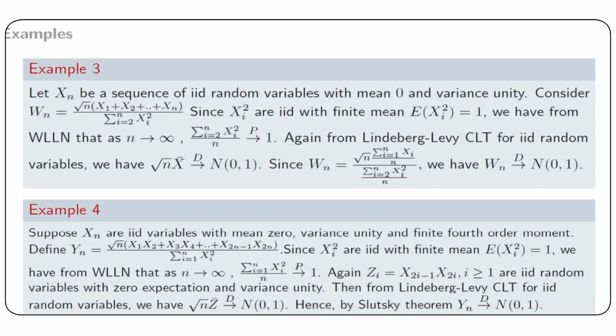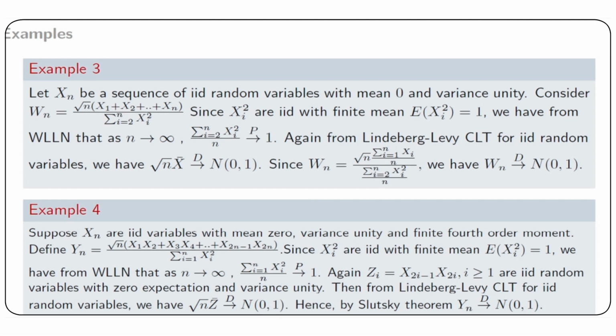Consider our next example, which is a bit complicated as compared to the previous ones. Suppose xn are IID random variables with 0 mean and variance unity, and in addition we assume that the fourth order moment is also finite. Now define the new random variable Yn as square root of n multiplied by (x1 x2 plus x3 x4 plus up to x2n minus 1 x2n), whole thing divided by summation i from 1 to n xi square. As earlier, xi square are IID with finite mean 1, and hence it follows from weak law of large numbers that summation xi square divided by n converges to 1 in probability.